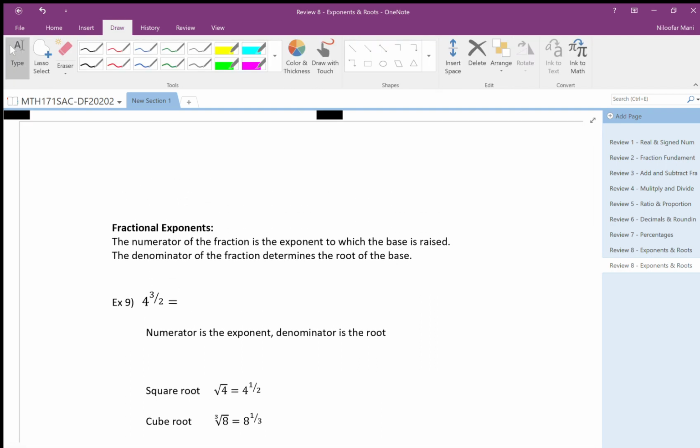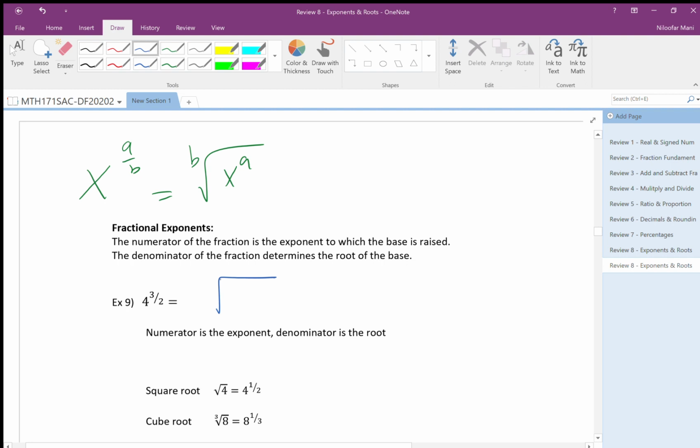The lesson here says if I have x power a over b, it's root b of x power a, and now I can use the same thing here. So when I have any fractional exponent, I can use the denominator as a root and the numerator as power. So it is this 4 power 3, okay?